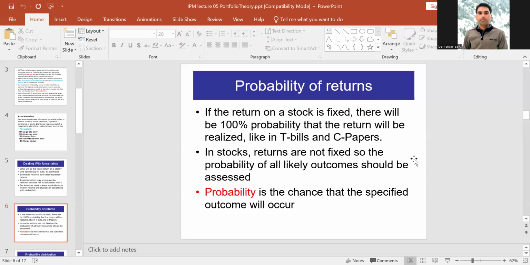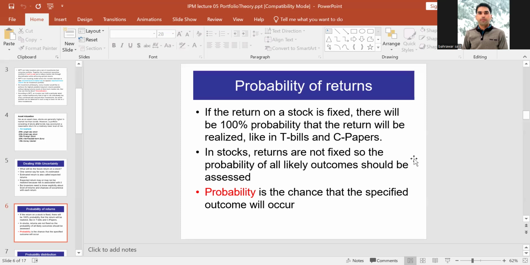So let's talk about probability of returns. For a risk-free asset like treasury bills, returns are fixed. 100% probability is there with treasury bills, meaning the investor will receive the return which is 100% sure. For stocks, like common stocks and preferred stocks, returns are different. Our returns can vary, so we assign probabilities to each possible outcome.